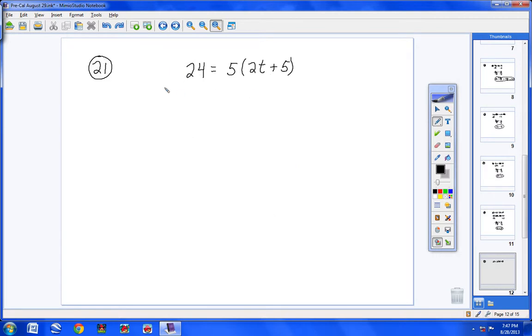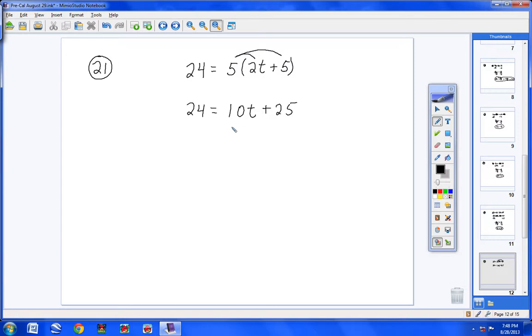All right, number 21. We want to simplify each side. Well, you cannot simplify 24. 24 is just 24. But you can simplify this side. 5 times 2t and 5 times 5. 5 times 2t is 10t, and 5 times 5 is 25.